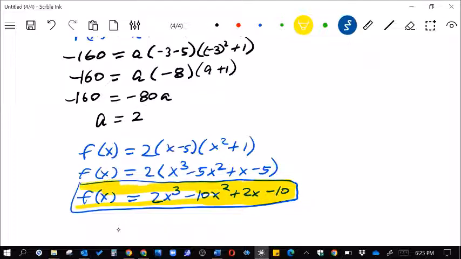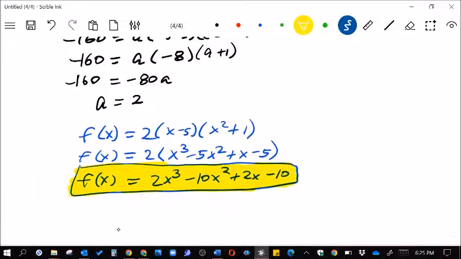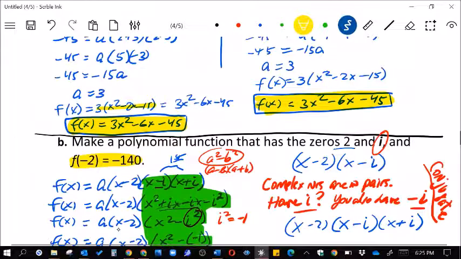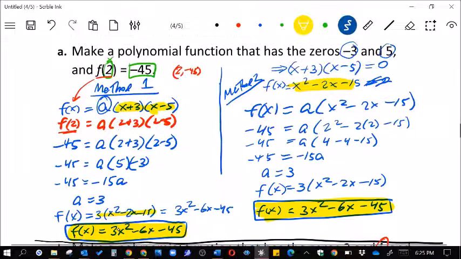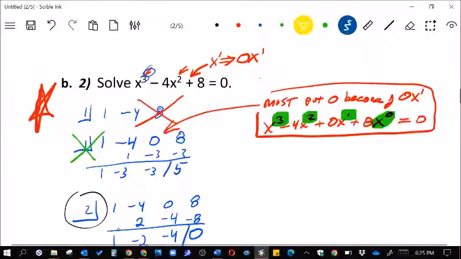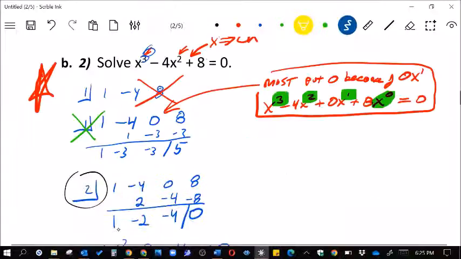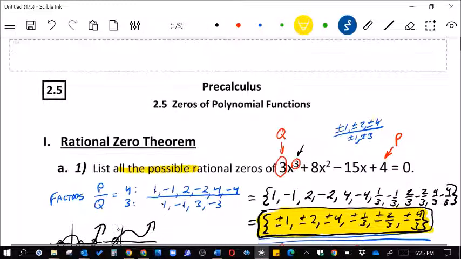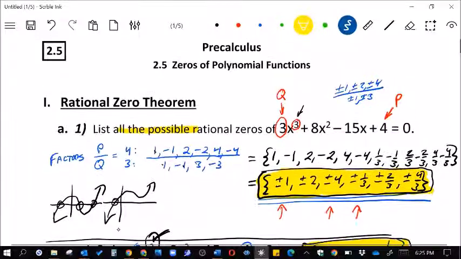So those were a couple of examples showing how to do it with or without the imaginary number. These are two good first examples, and here solving for them uses the quadratic formula or factoring. We have to start off with the rational zeros. Hopefully this helps. Thank you for watching and listening.